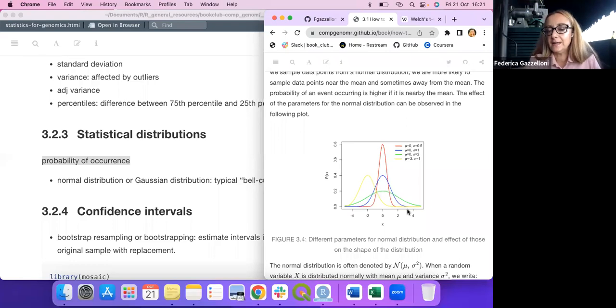But you might have different types of distributions. They may have a couple of peaks, more than one peak. They may be skewed on the right, so that means that the tail may be longer on one side than another, and they are called left or right skewed.